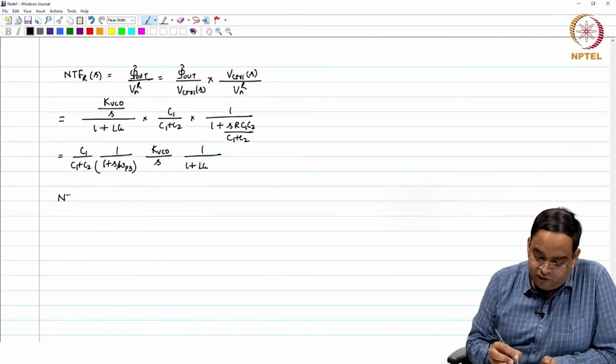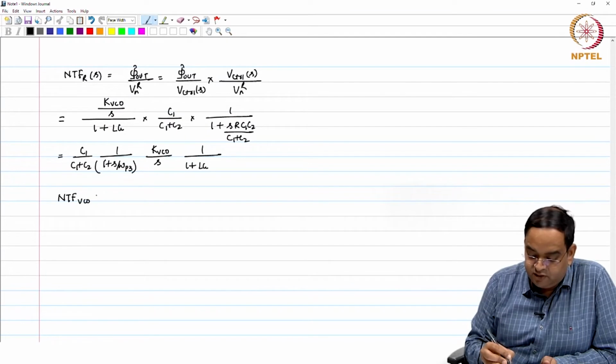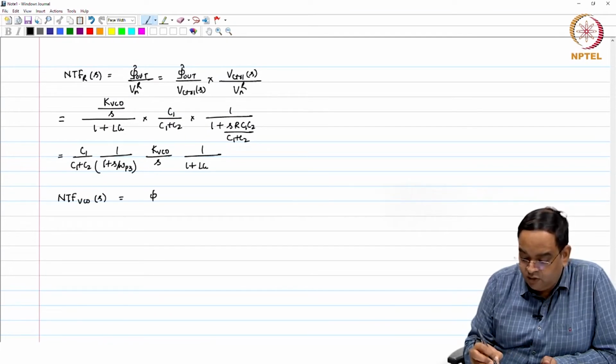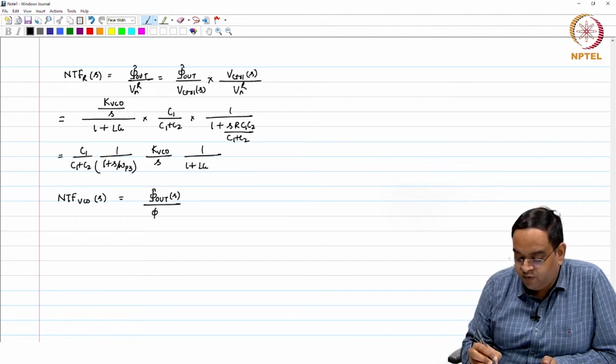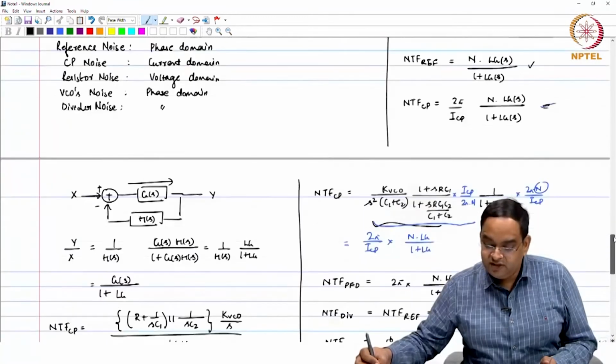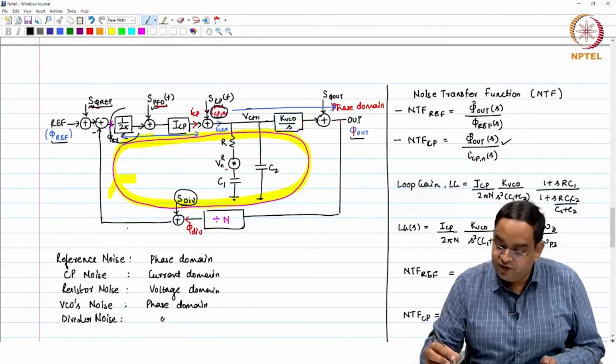Now, for the NTF of VCO noise, what we need to find is how the output noise changes in the closed loop with respect to phi VCO. And where are we adding phi VCO? We are adding phi VCO here.